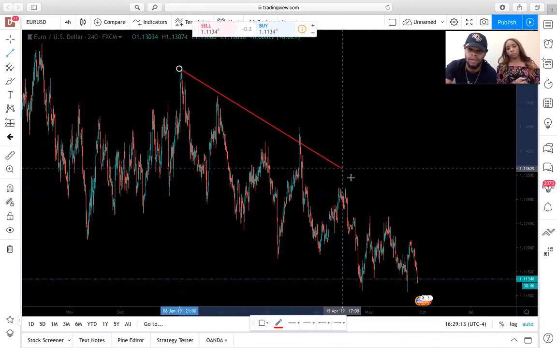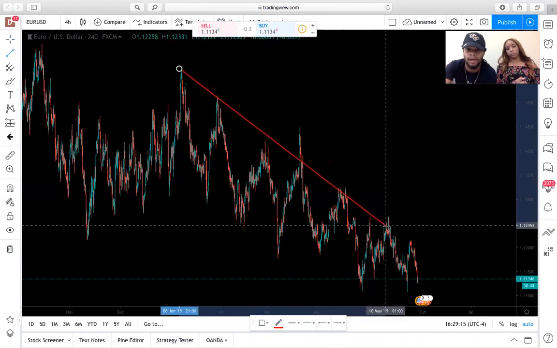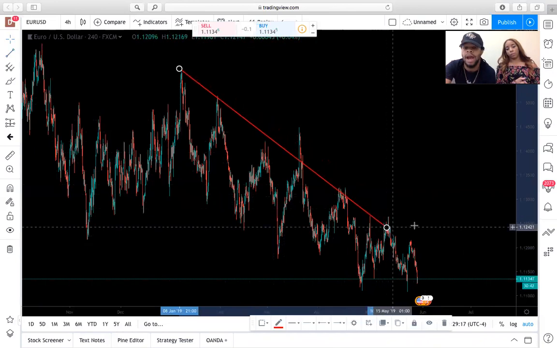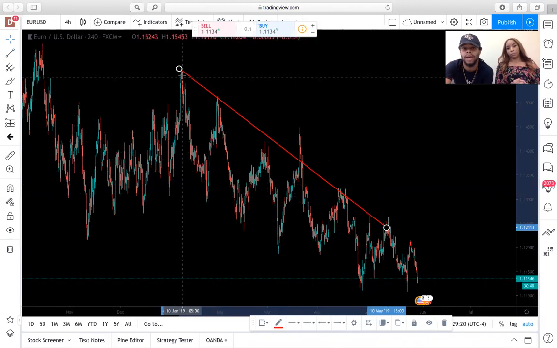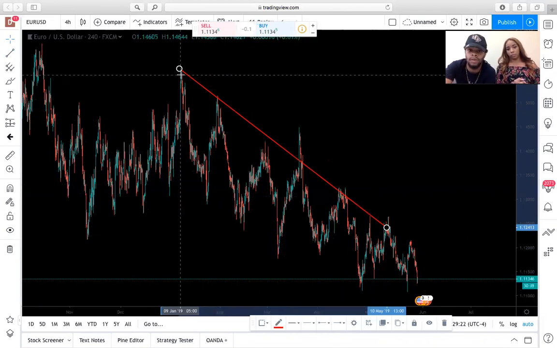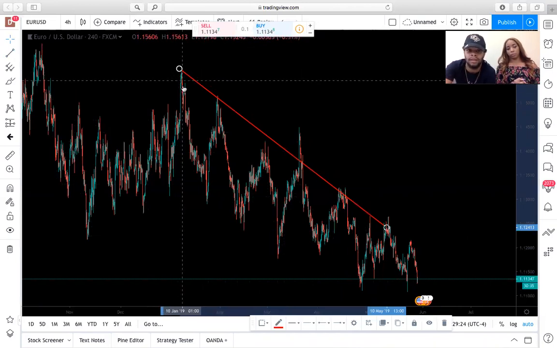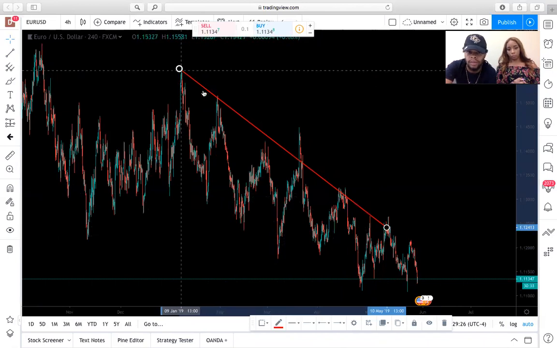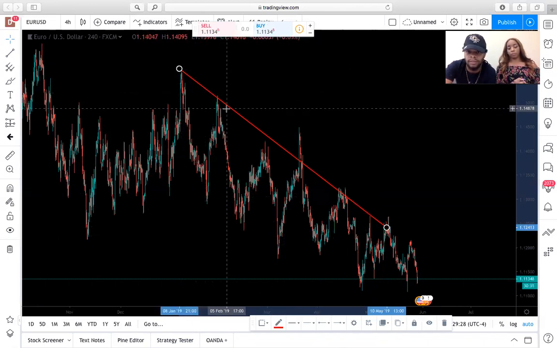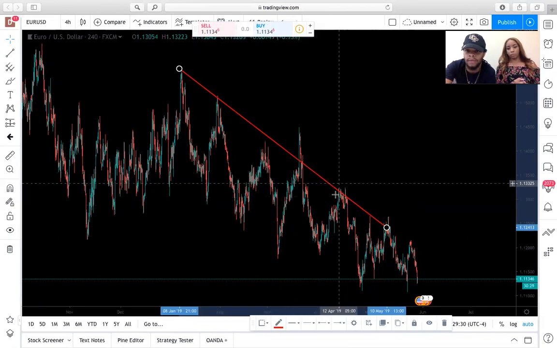So this would be an accurate downtrend. As you can see, 2 or more touches, 3 for confirmation. This is 1 touch. This is 2 touches. This is the 3rd touch, 4th touch.